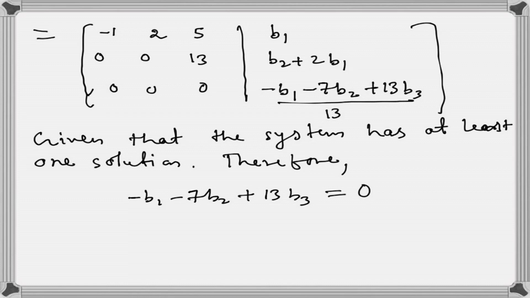Alright, then only the rank of the augmented matrix will be the same as the rank of A, because here the rank of A is 2, but we cannot say anything about the rank of A augmented B. So if this minus B1 minus 7 B2 plus 13 B3 is 0, then the rank of the augmented matrix will also be 2. Okay, so this implies that 13 B3 is equal to B1 plus 7 B2. So this is the condition.